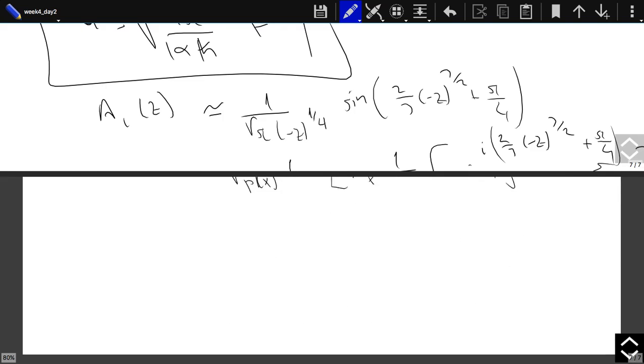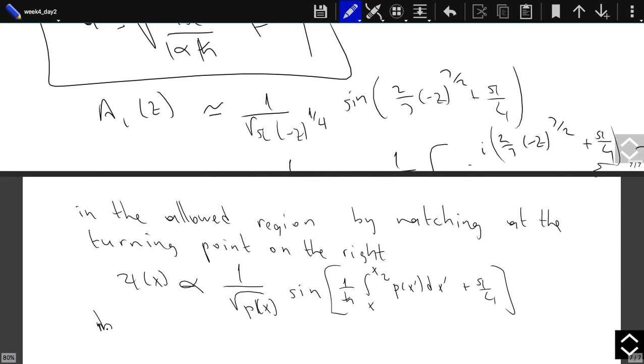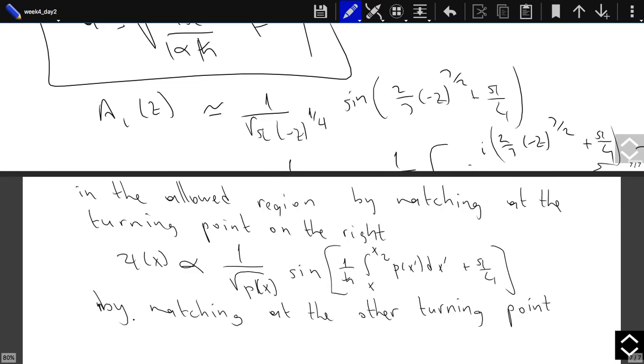And on the other hand, by matching at the other turning point, we have the solution psi of x, which is proportional to sine of minus 1 over h bar integral of p of x prime dx prime minus pi over 4. And the limits here are from x1 up to x.